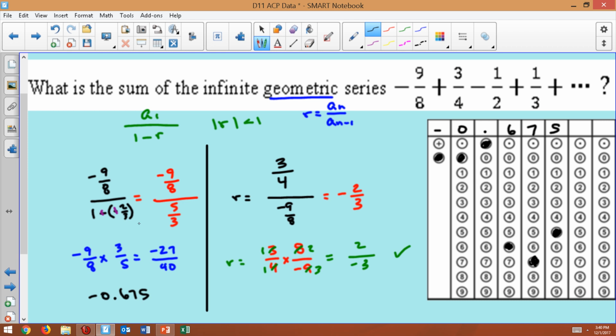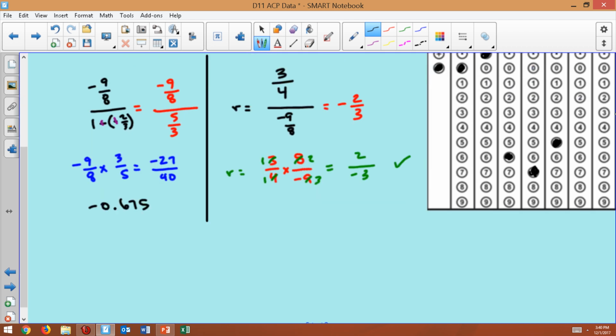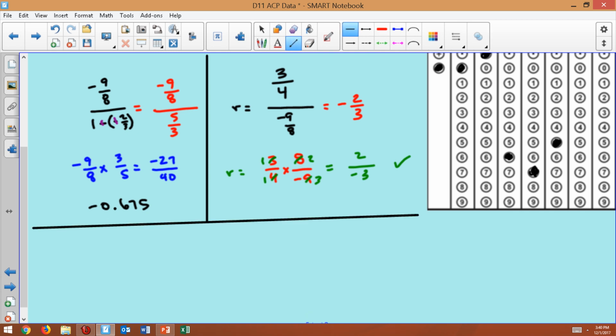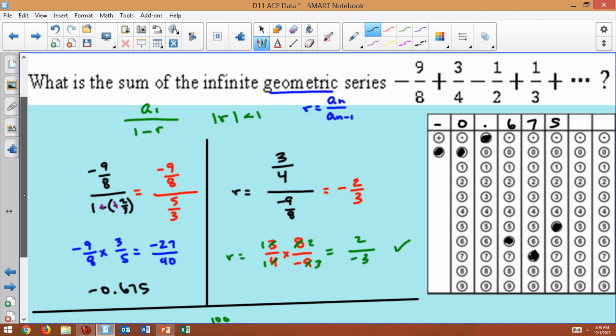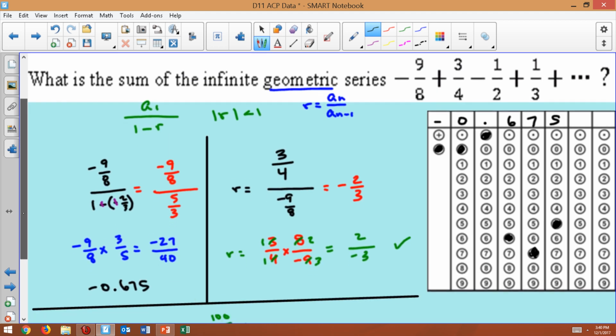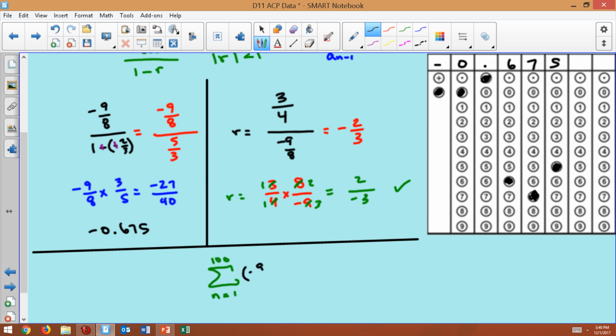Now, one more way you could do it, if you don't like any of this, is to use the calculator. As we've talked about, anytime you need to find a sum, you can use sigma notation. If it's infinite, you're just going to type in 100 up top. That's the part you just have to remember. And then you'll type in the formula. Remember that if this is geometric, you're going to have A1, which is negative 9/8, times the r, which we found is negative 2/3, to the power of n minus 1. When you type that in the calculator and press enter, it should give us the same thing.